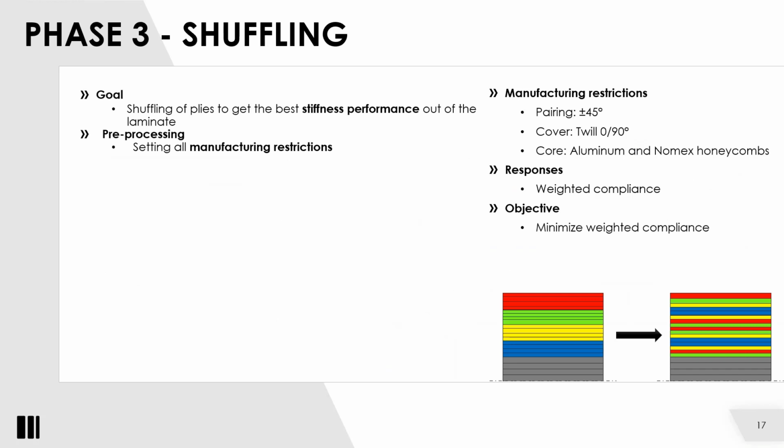After that, it's almost the final step. We do the shuffling. Shuffling basically means you shuffle around the layers. With this setup, you will not get optimal stiffness, and you will also run into problems with delamination, because if you stack too many fibers in the same direction, they will delaminate.